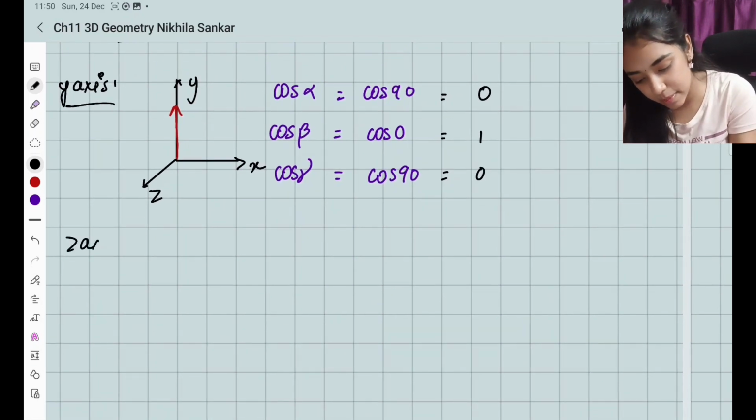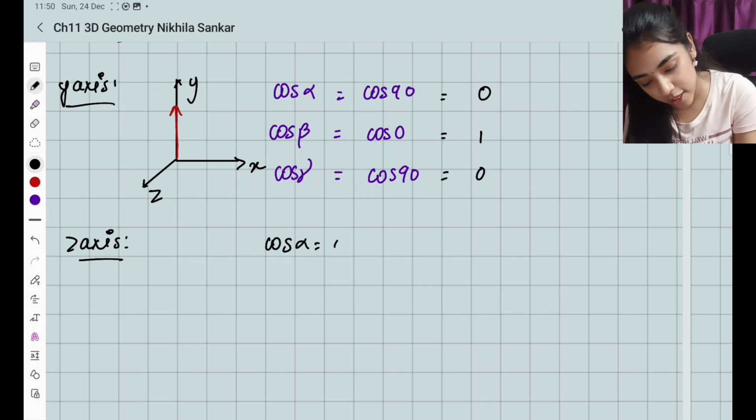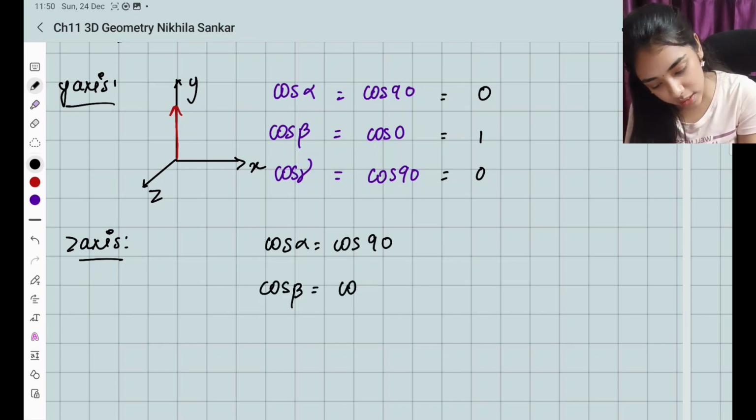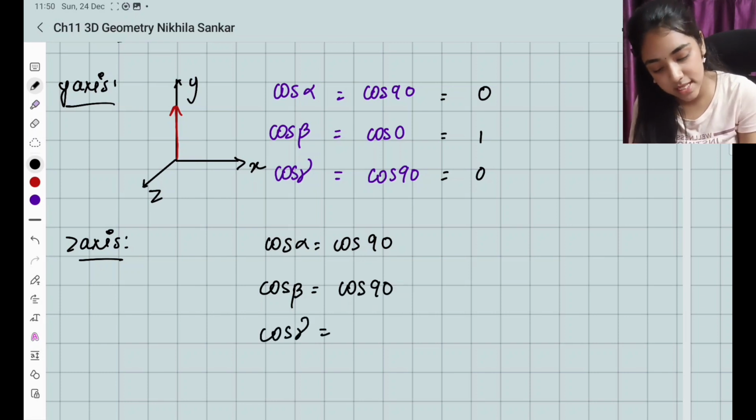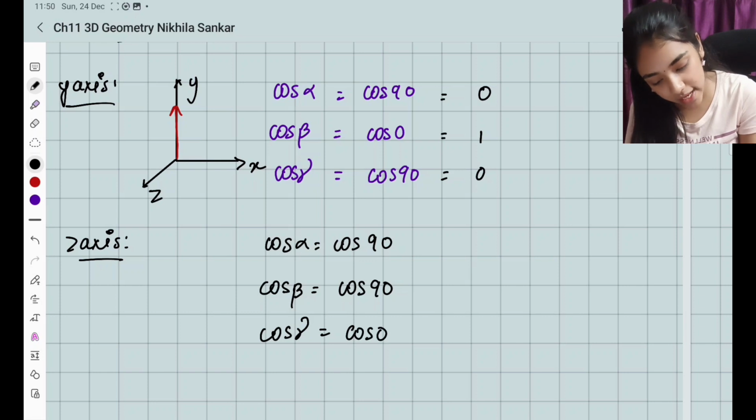So இப்போ z axis க்கு எப்படி இருக்க போகுது? It is on the z axis, which means you have cos alpha equals cos 90, then cos beta equals cos 90. But cos gamma என்ன? Since it is on the z axis, it is going to be cos 0 and angle 0 வா இருக்க போகுது.